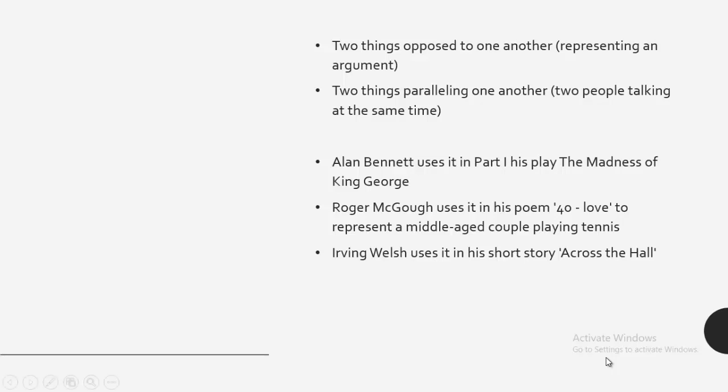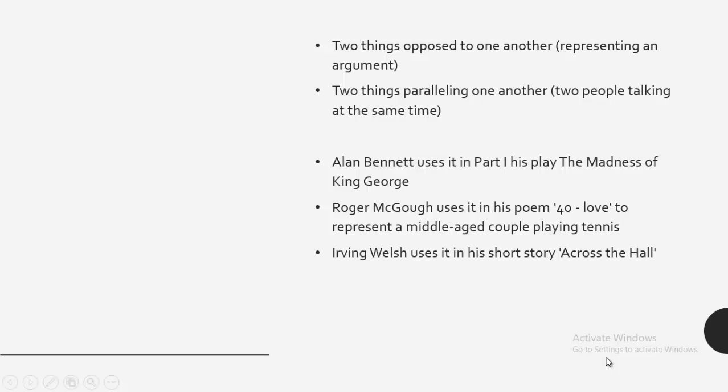Alan Bennett has used it in part 1 of his play, The Madness of King George. In this play, there is a scene where the king is being carried away by his servants, and the king is speaking, and at the same time his servants are talking as well. So there are many people talking at the same time, and to represent that situation, the writer has used the form of columns in his play, in a drama.